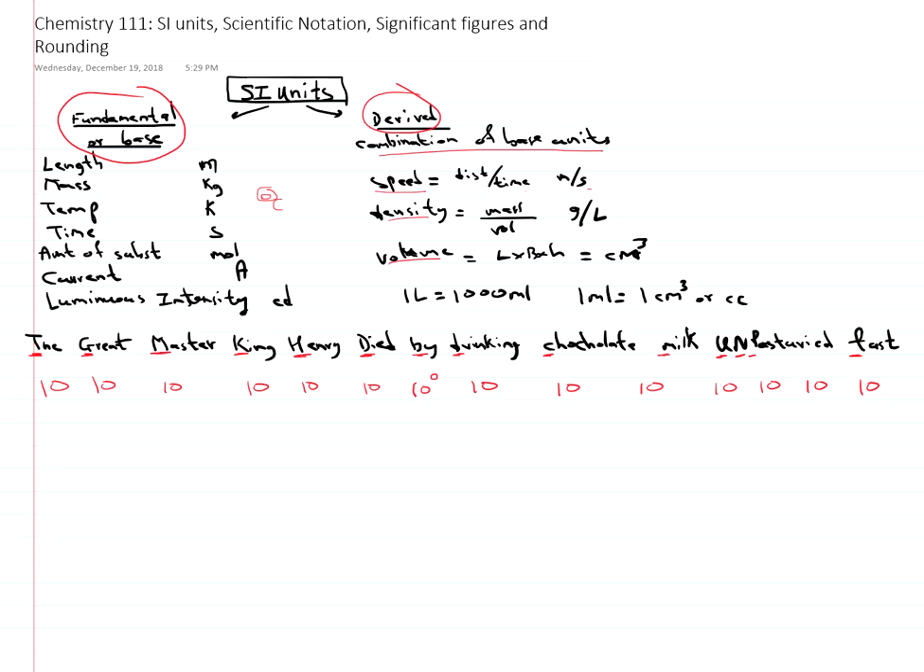Volume itself is a derived unit. For example, volume is length multiplied by breadth multiplied by height, and if you measure all of them in centimeter, it will be centimeter cube. The commonest volume used in chemistry is liter, and 1 liter is 1000 ml. 1 ml is 1 cubic centimeter or 1 cc.